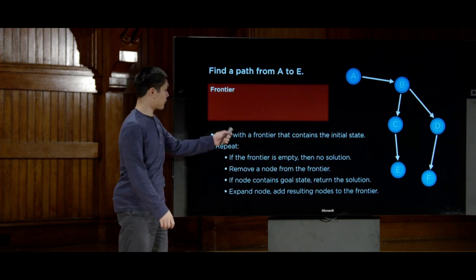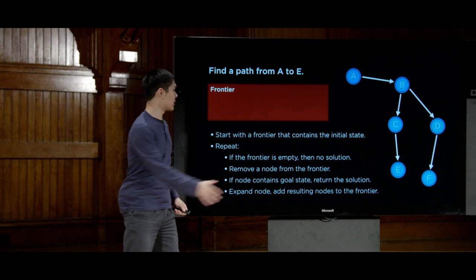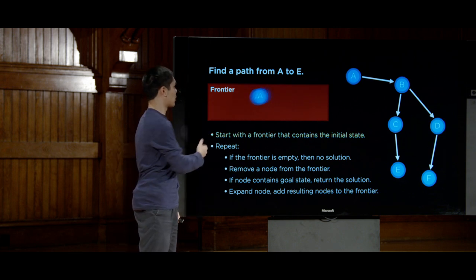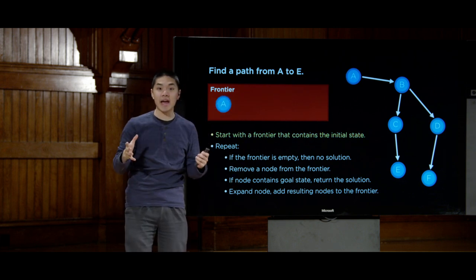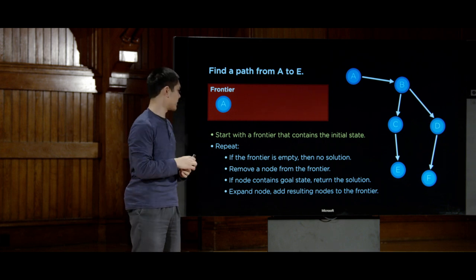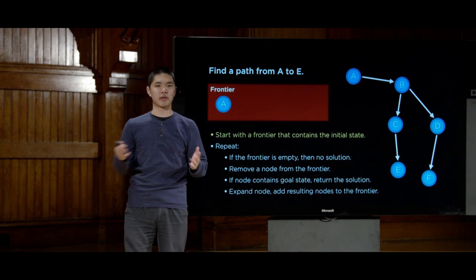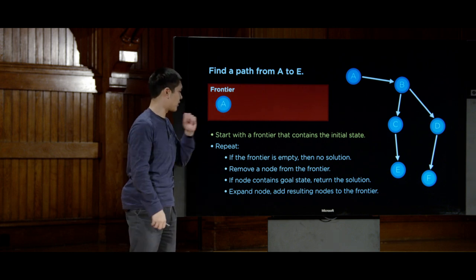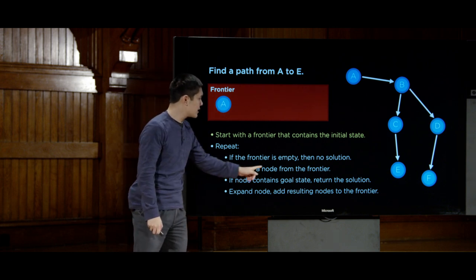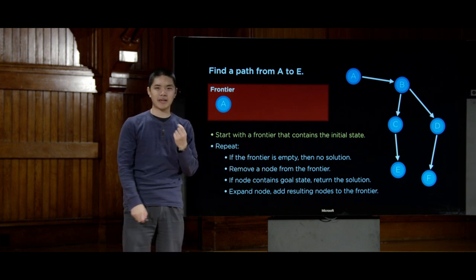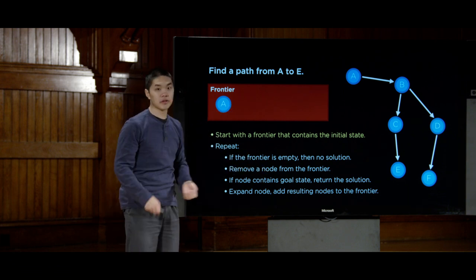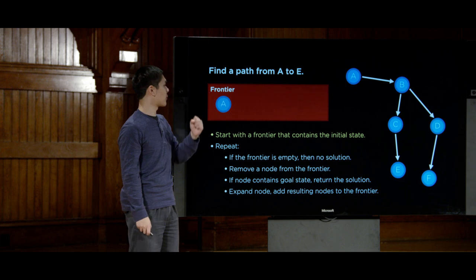Well, we're going to start with a frontier that contains the initial state. This is going to represent our frontier. So our frontier initially will just contain A, that initial state where we're going to begin. And now we'll repeat this process. If the frontier is empty, no solution. That's not a problem, because the frontier is not empty. So we'll remove a node from the frontier as the one to consider next. There's only one node in the frontier, so we'll go ahead and remove it from the frontier.